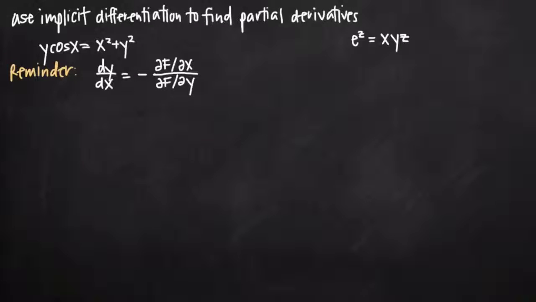Today we're going to be talking about how to use implicit differentiation to find partial derivatives of multivariable functions. And in this particular video, we're going to be doing two different problems.